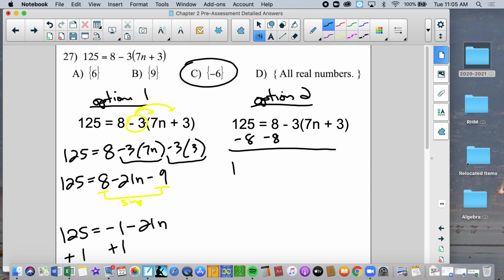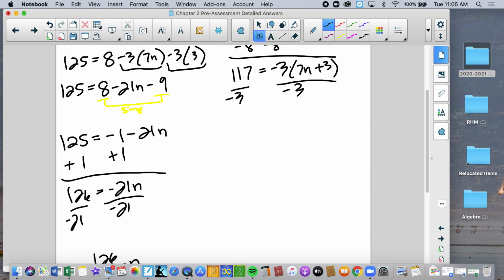8 from 125 gives me 117. I think that is. Negative 3 times the quantity 7n plus 3. Right? 7 is 14, 15. Yeah. And now we're going to get rid of that negative 3 multiplying by dividing by negative 3.